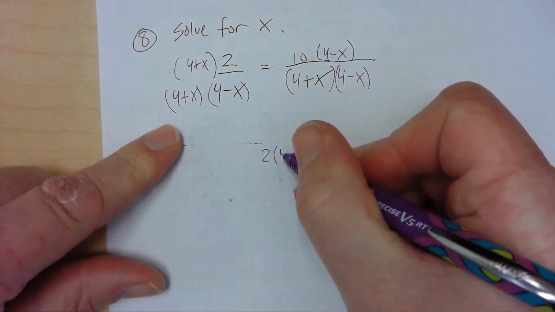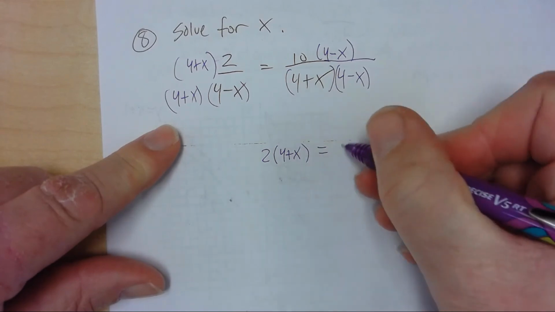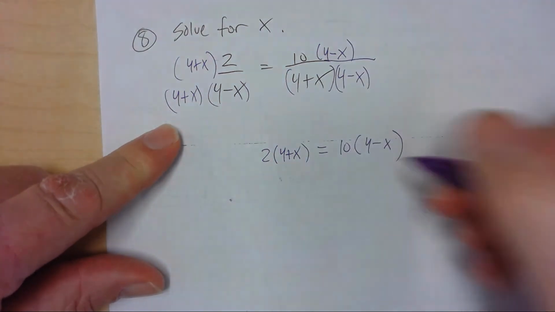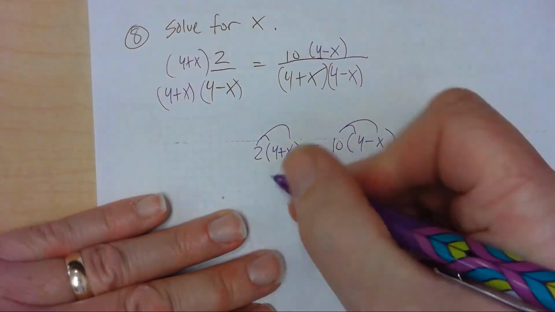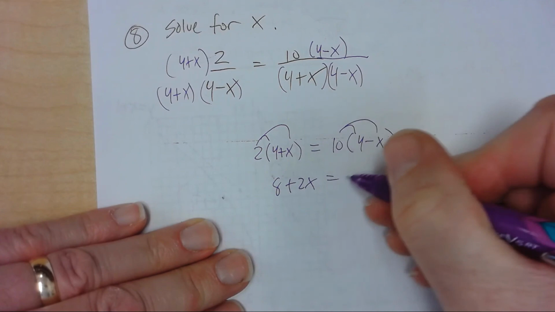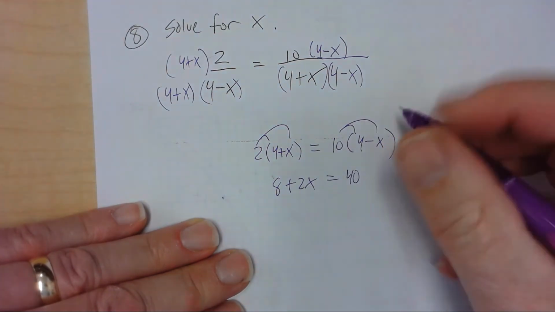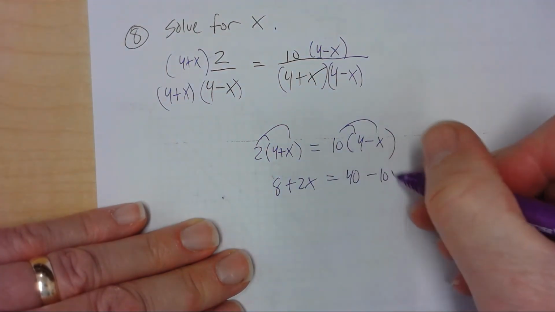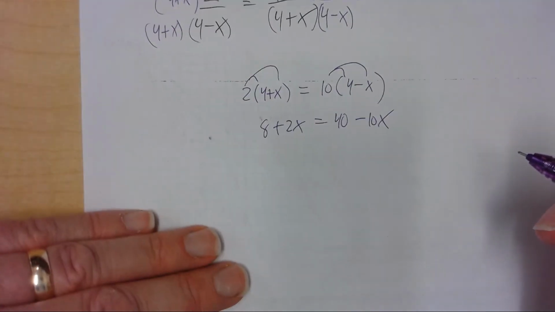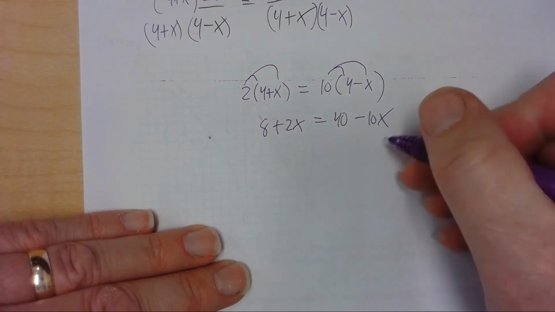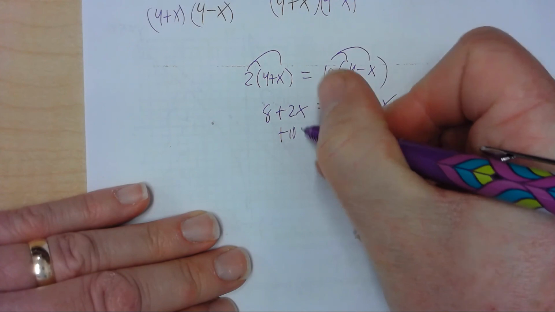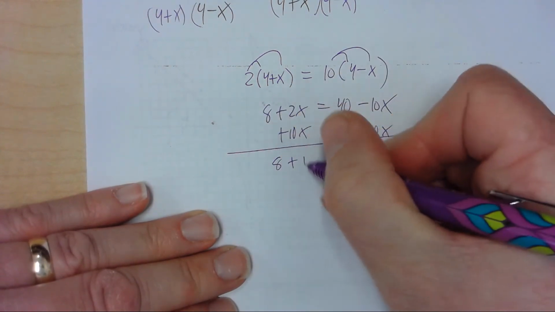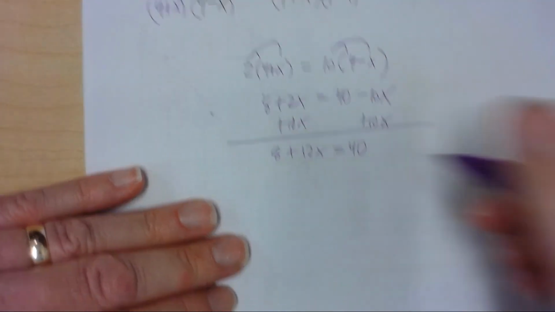2 times 4 plus x is equal to 10 times 4 minus x. And then what's your Algebra 1 teacher telling you? To multiply, distribute. 8 plus 2x is equal to 40 minus 10x. Is that correct? Yes. So now I'm going to get the x's on the same side. I'm going to add 10x to each side. I get 8 plus 12x is equal to 40.